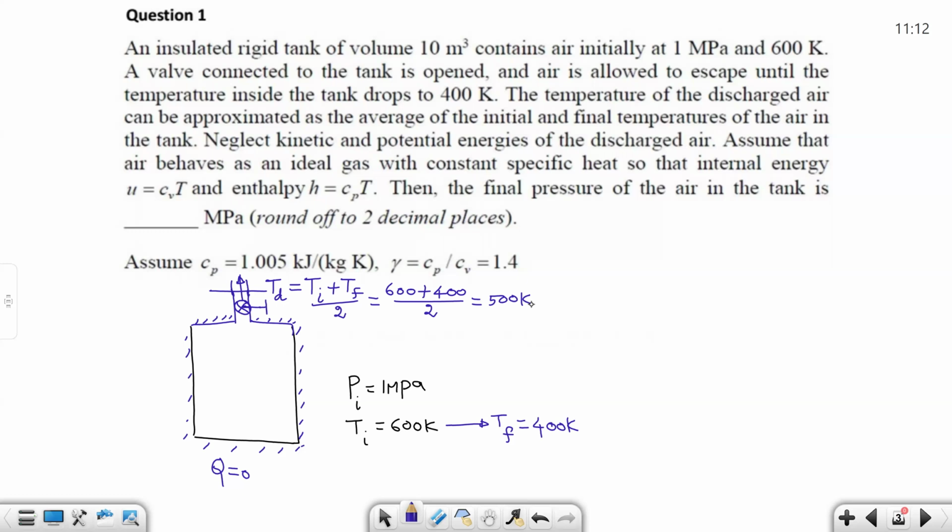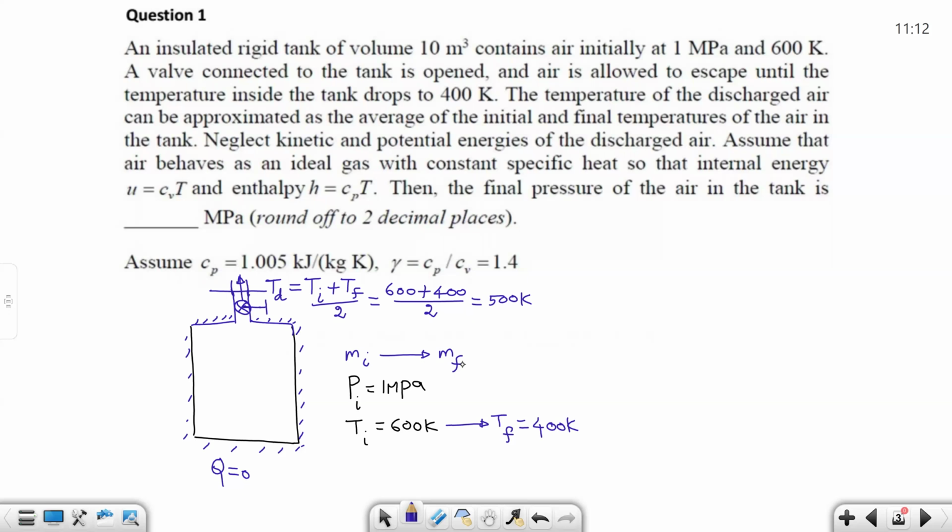The air which is discharging out will have an enthalpy. Initially the mass inside the tank will be Mi. After the mass has escaped out, there will be a final mass inside the tank. So the mass inside the tank initially is Mi, and the mass after the temperature reaches 400 Kelvin is Mf.